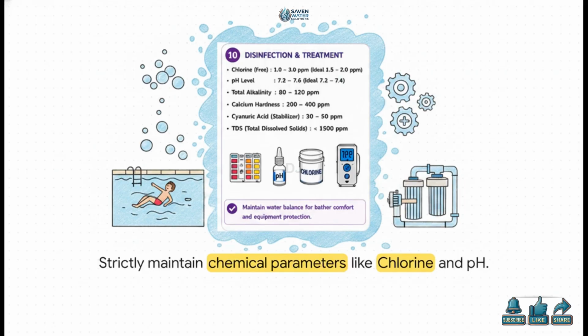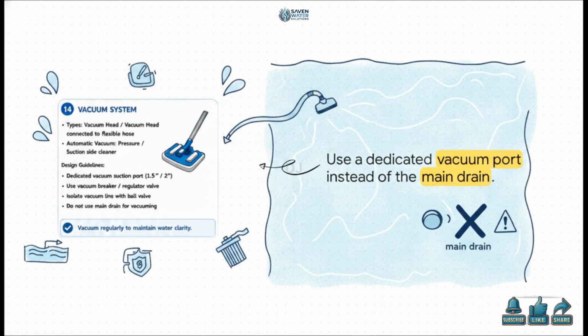You are strictly maintaining exact parameters to protect both the bathers and your expensive equipment. Free chlorine must stay between 1.0 and 3.0 parts per million to disinfect properly. Your pH level needs to be tightly controlled, right between 7.2 and 7.6. And your total alkalinity should sit between 80 and 120 parts per million to act as a proper buffer for your pH. But hey, chemical balance just isn't enough to maintain that crystal clear water clarity.